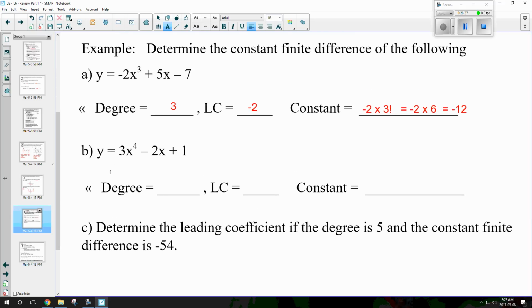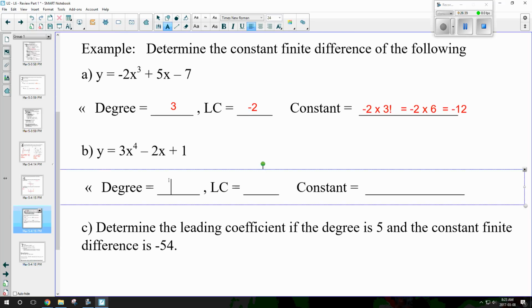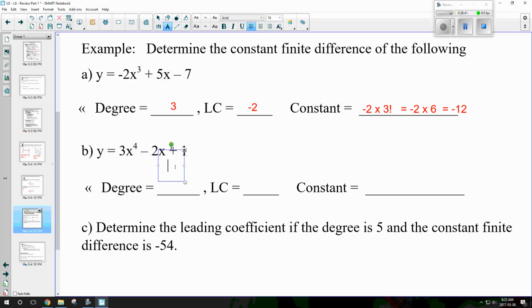Let's take a look at the second example. Again, we need the degree, which in this case, our highest exponent is a 4. So we would have to take the fourth difference if we were doing it with a table of values. Our leading coefficient then is a value of 3.